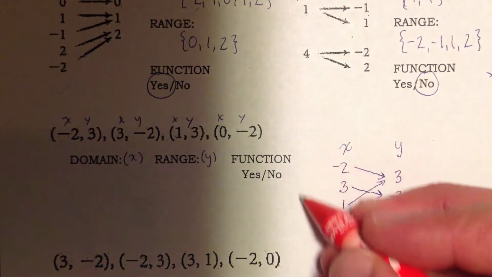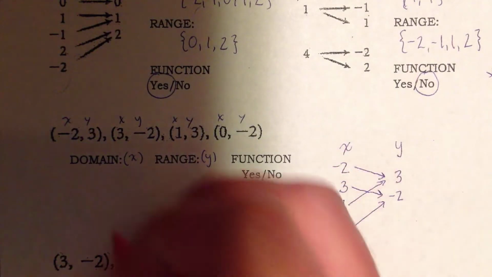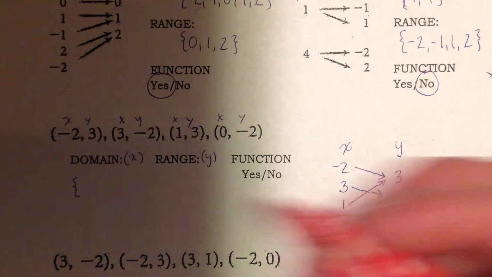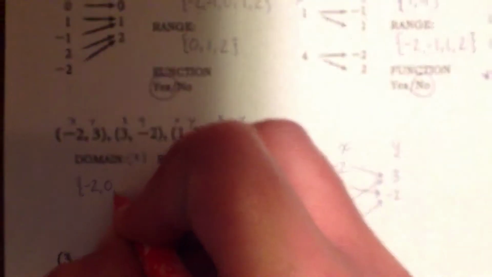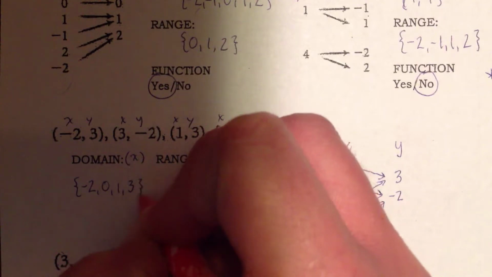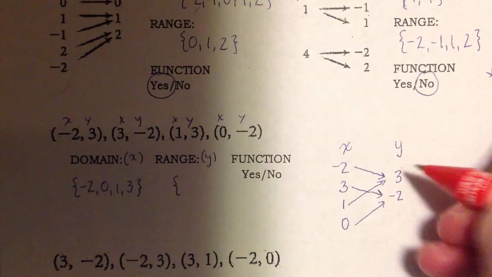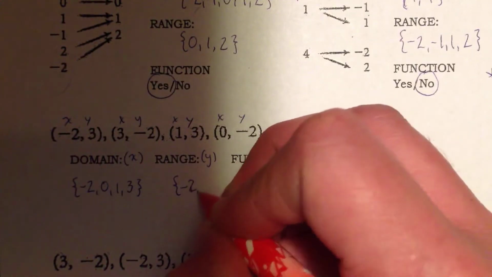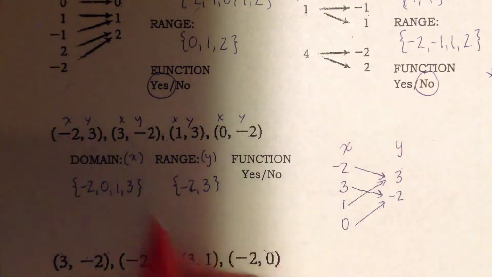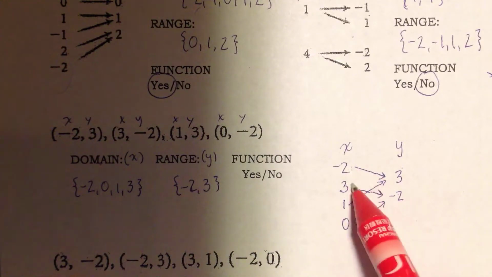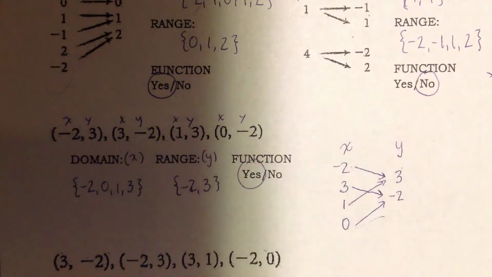So again, my domain, I have to list these from least to greatest. I have -2, 0, 1, and 3. And my range is my y's, least to greatest, -2 and 3. Again, I don't need to repeat them, even though I have 2 of each. So because each input only has one arrow coming out of it, that means it is a function.